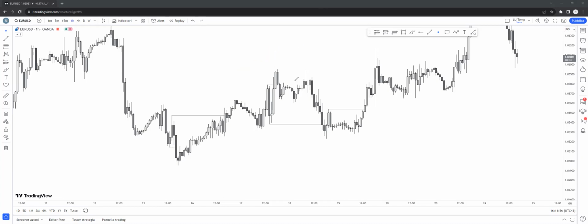So I hope you all clarified these doubts about the market structure and how to implement ranges into it, to have a clear approach and a clear view of the market. So see you in the next one.